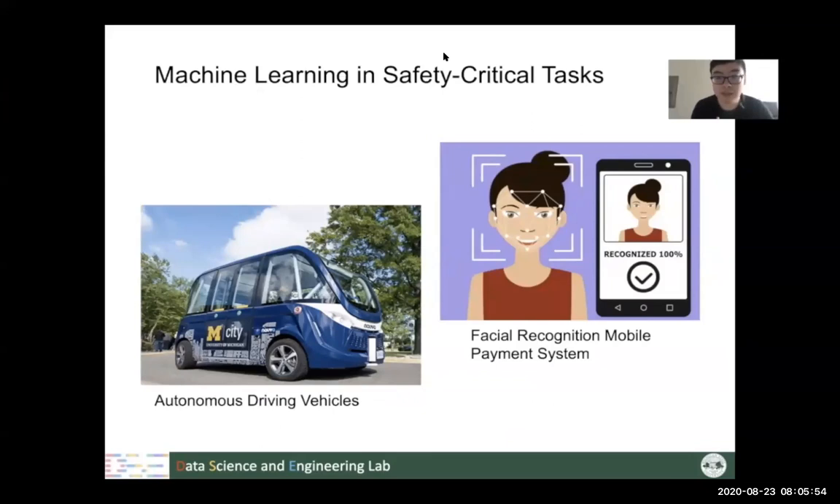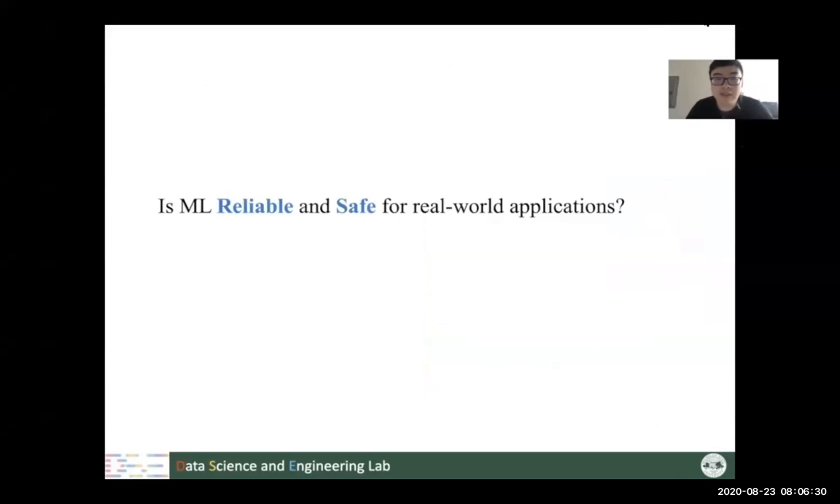Another example is that we frequently use our mobile phones to pay for things, and these applications may recognize our face and do the authentication. In both of these cases, we want our machine learning models to be very safe. We do not want anyone to be able to easily cheat them, right? However, is our machine learning model really safe for real world applications? The answer is actually no.